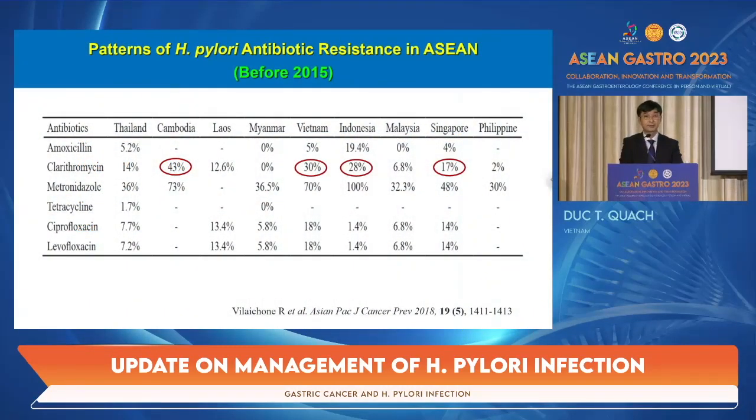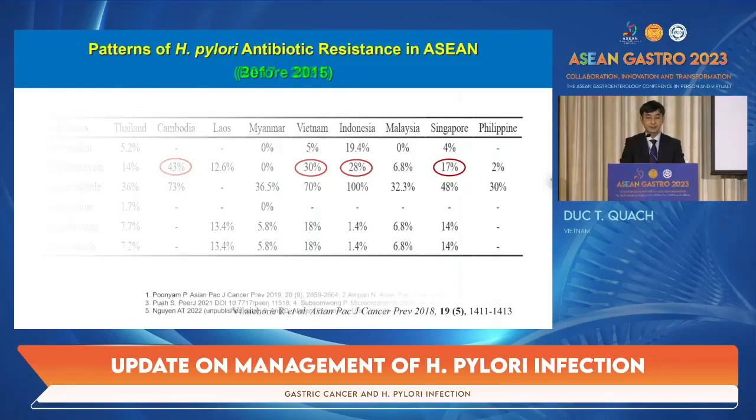So first of all, I would like to talk about the patterns of H. pylori antibiotic resistance in ASEAN. And this study was written by Professor Ratakon. We show that before 2015, you can see here that some of the countries have already had the clarithromycin resistance rate above the threshold of 15, including Cambodia, Vietnam, Indonesia, and Singapore.